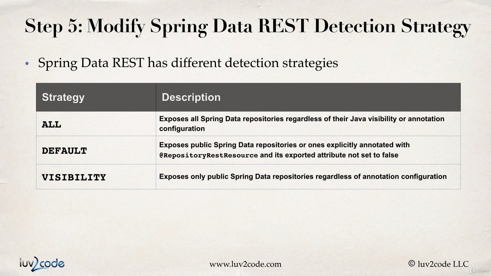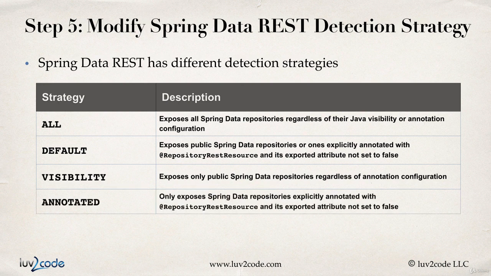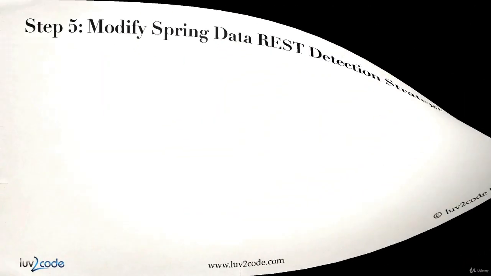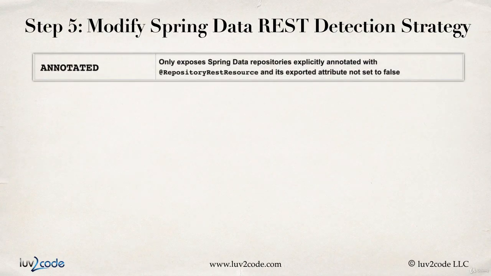The visibility strategy exposes only public Spring Data REST repositories regardless of annotation configuration. So public, using the public keyword. The annotated strategy only exposes Spring Data REST repositories explicitly annotated with @RepositoryRestResource, and its exported attribute is not set to false. So I like the annotated because it only exposes the ones that are explicitly annotated. And so this is a good approach for our app, and this is what we'll use. So using the annotated strategy.